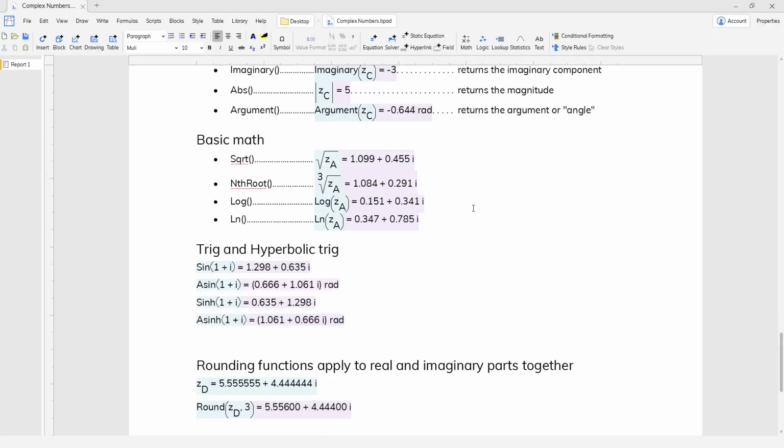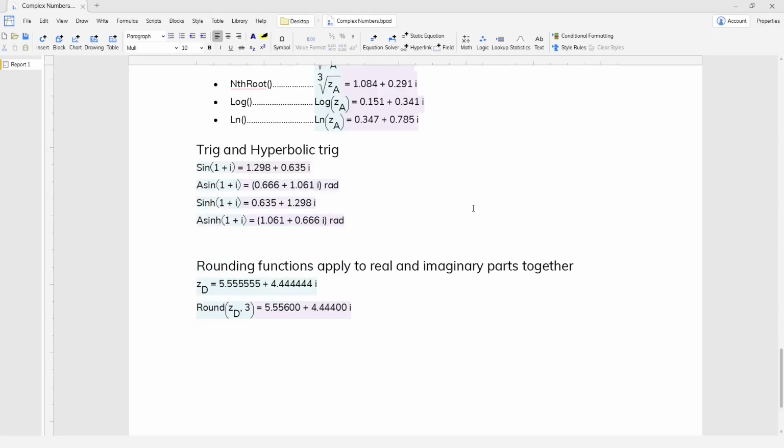Also, basic math functions are going to work with complex numbers, so things like the square root, the nth root, log or natural log, all of that stuff is going to work. Trig and hyperbolic trig will also work on complex numbers in Blockpad.